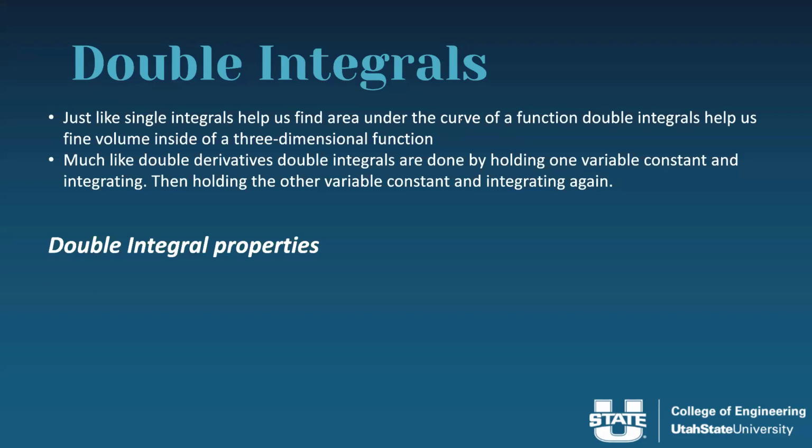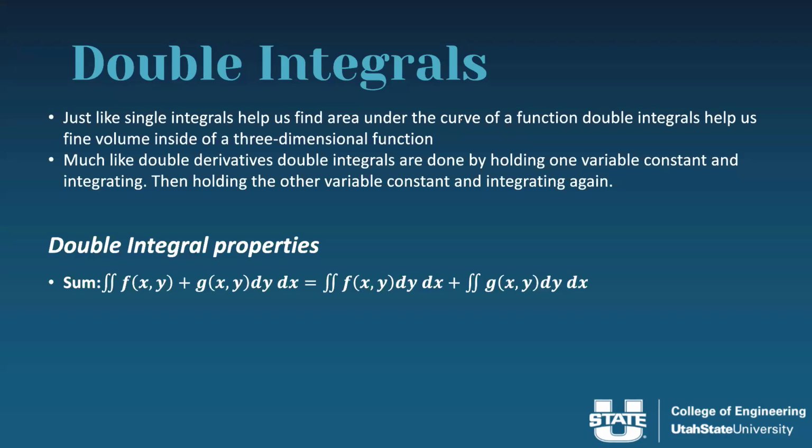There are a few properties of double integrals. Just like normal integrals, if you have a sum of two separate functions, you can split those up and integrate them separately. If you have a constant in a function, that can be brought out to the front. If you have this c, you can pull it out in front. That's what that shows.